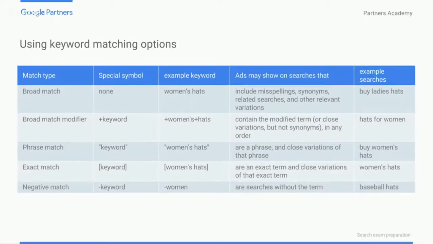Phrase match, which is indicated by quotation marks, are a phrase and a close variation of that phrase. Exact match is indicated by the square brackets around the keywords and are an exact term and close variation of that. And then finally, negative keywords.